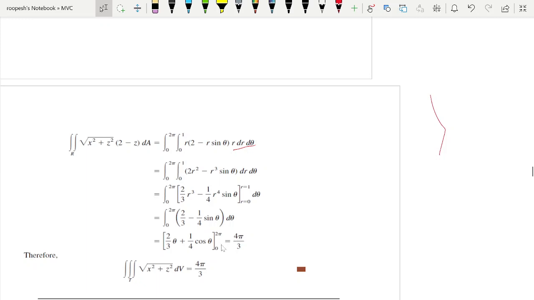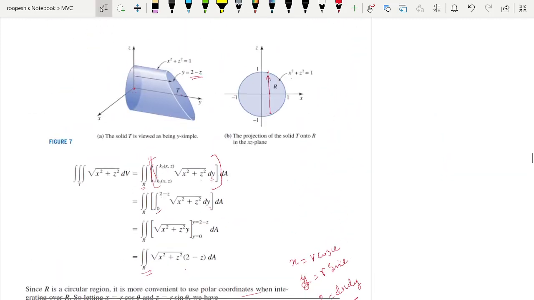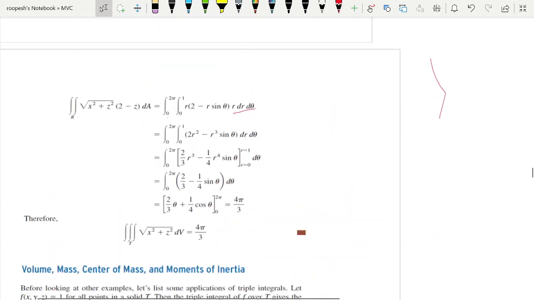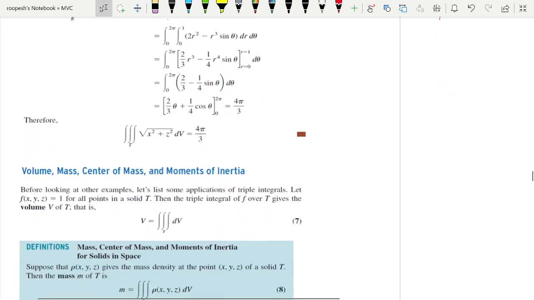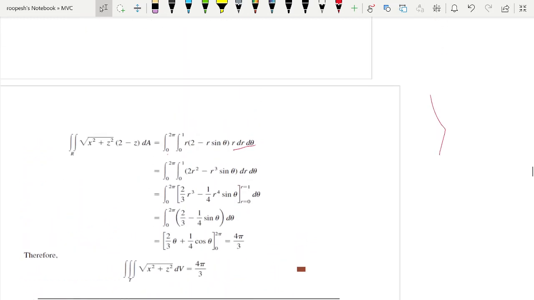Then integrating, theta is running from 0 to 2 pi because it is the entire circle, and the r value is running from where to where? R is running from this point to this point, right? So 0 to 1. So integrating, simple integration only, we will get this as 4 pi by 3.